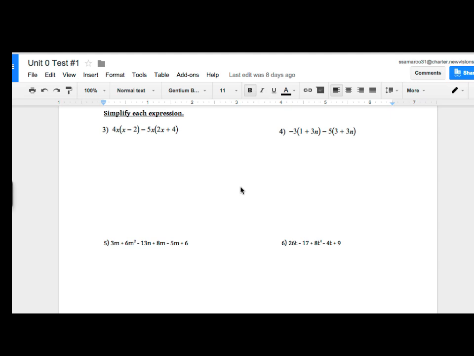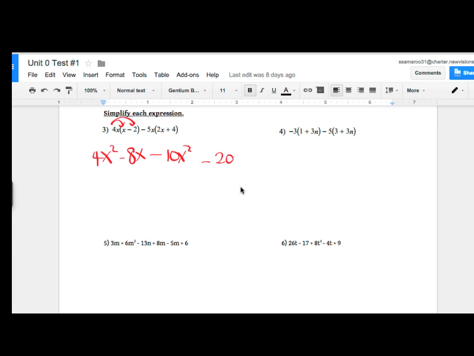Simplify an expression. Miss Yu, I'll do 3 and 4. You want to do 5 and 6? Sure. All right, so first thing we do here is distribute. This becomes 4x squared minus 8x. Remember, x times x is x squared. And this is minus 5x. This will be minus 10x squared minus 20.